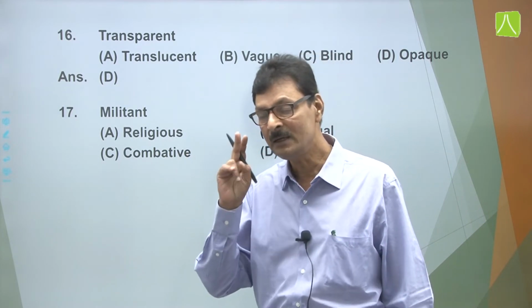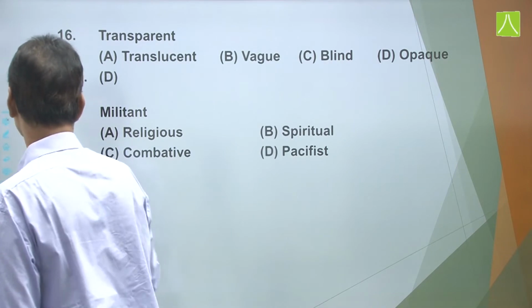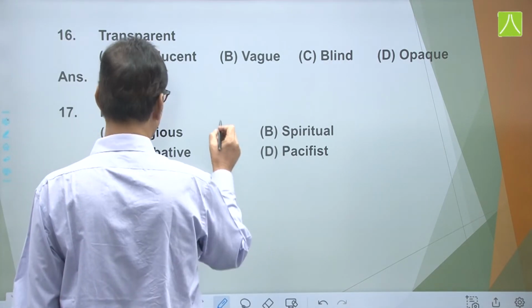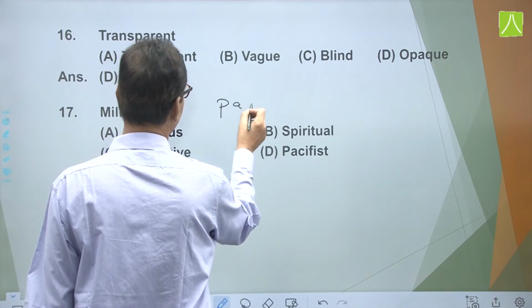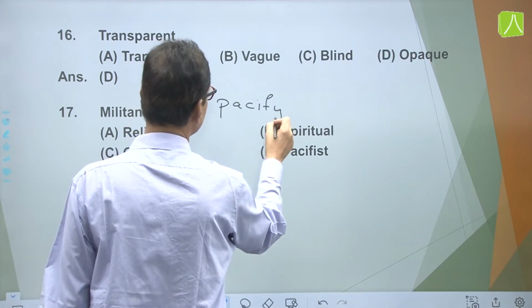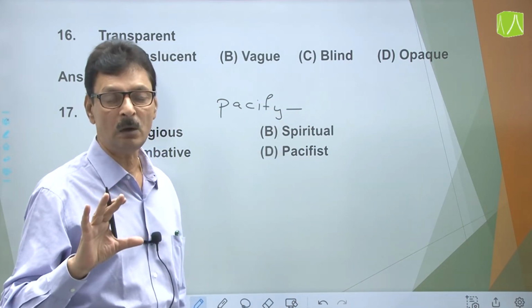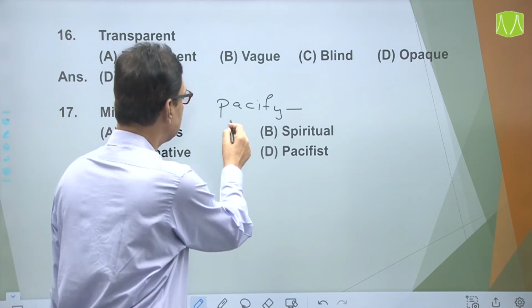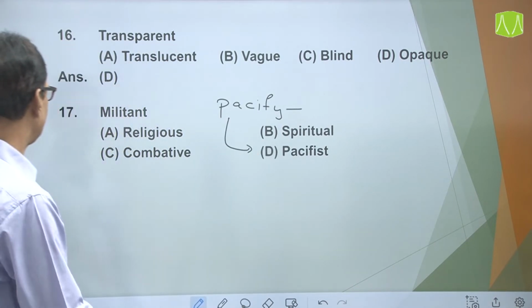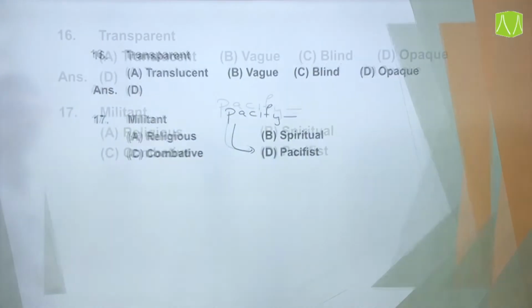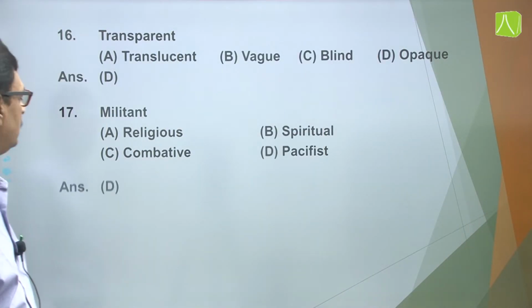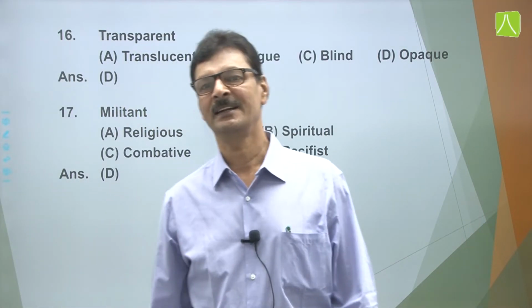Because what is meant by the word pacify? What do you mean by the word pacify? Pacify is to soothe, to quieten down, shant karna, and pacifist is shanti priya. So correct answer is option number D for the opposite of militant.